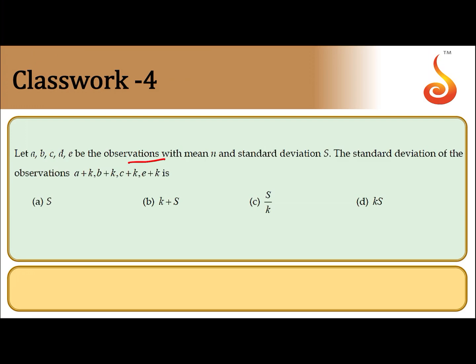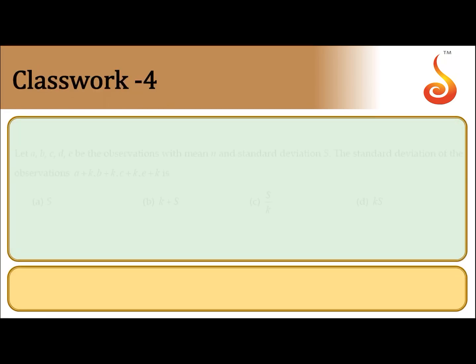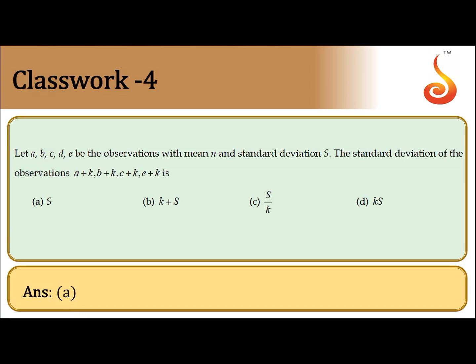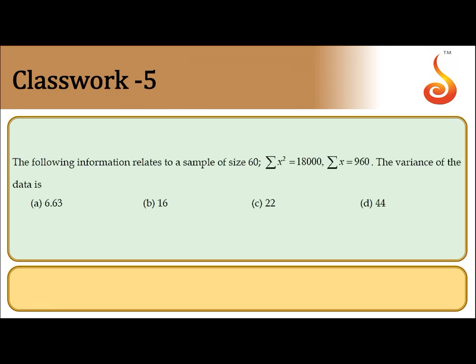The fourth one. If A, B, C, D are observations with mean and standard deviation s, what is the standard deviation of these observations after shifting? It is quite obvious that it is nothing but the original standard deviation only, because shifting the data by adding a scalar to every observation does not change its standard deviation. So the answer is A.